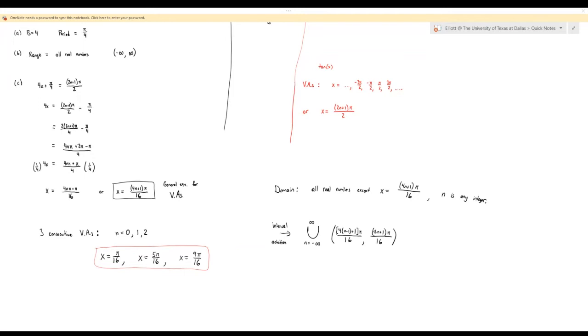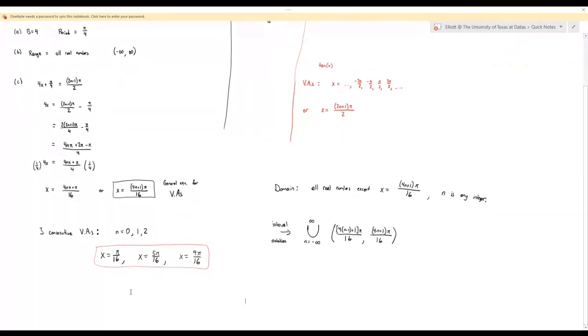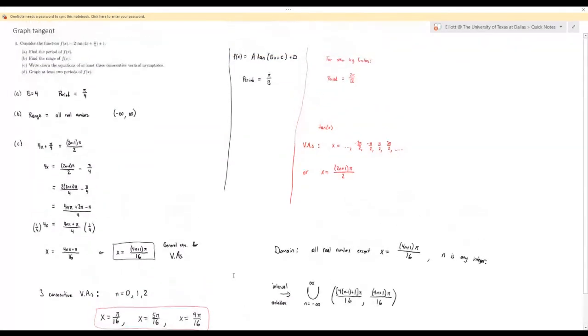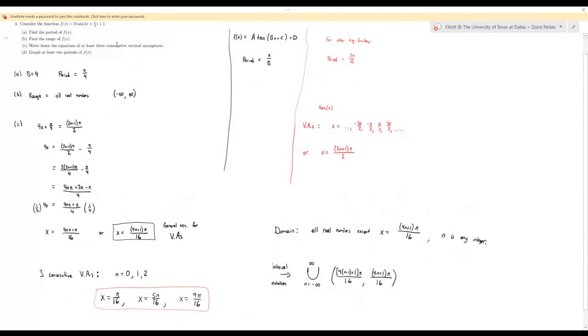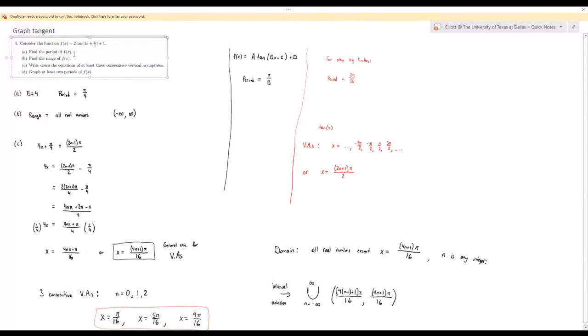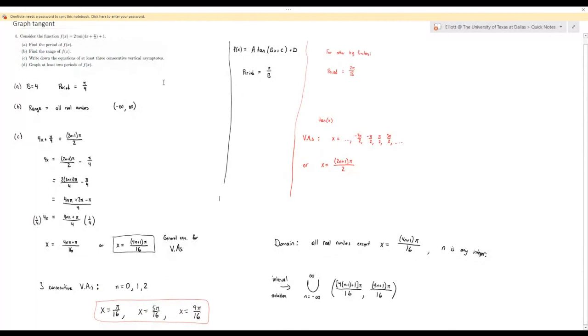Are we going to graph it now? Yeah, that's right. I just wanted to see if everyone was following along. So the last part was to graph at least 2 periods of this function. Let's talk about how we would do that. Let me recopy this.